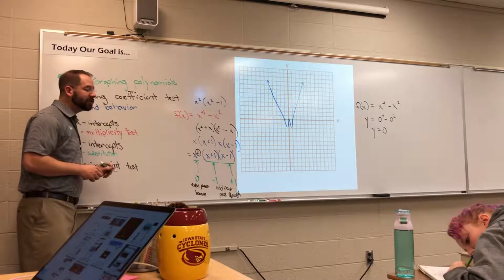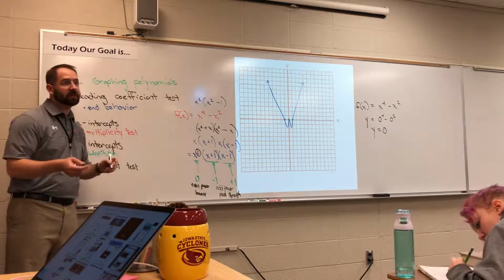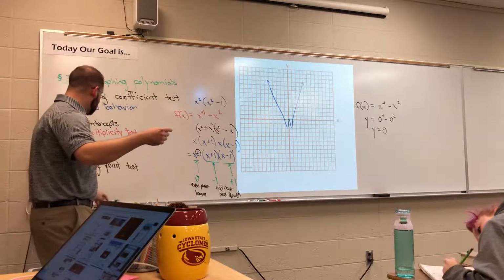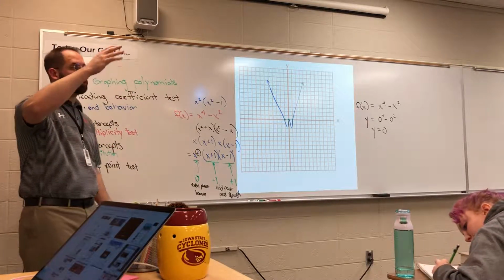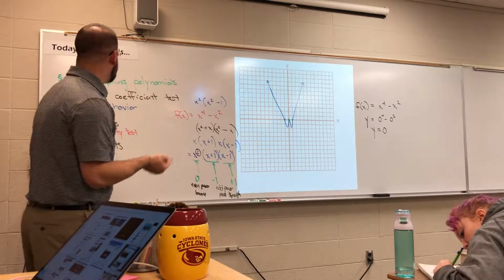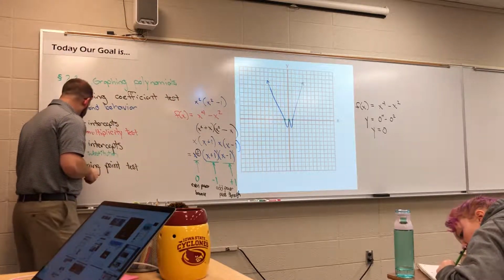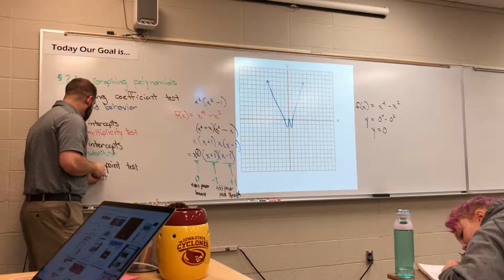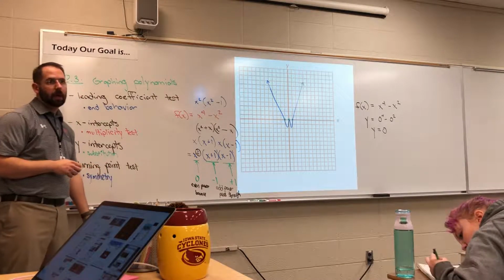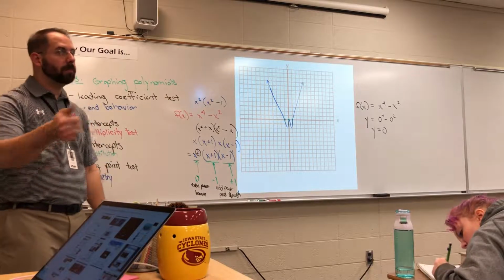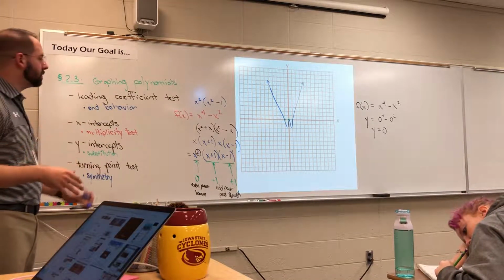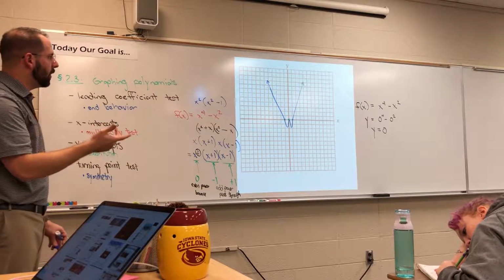Okay, now the last rule. There's a couple different things I have to stress on this last one. The last rule, the turning point test. We're going to figure out how many times this thing will turn, and at the same time, the last thing we have to check for is whether it's even symmetric. So we're going to check for symmetry. That's a test we've actually done before, back in chapter 1. Believe it or not, we've done this before. So, the turning point test.